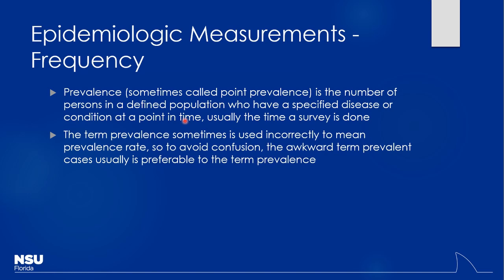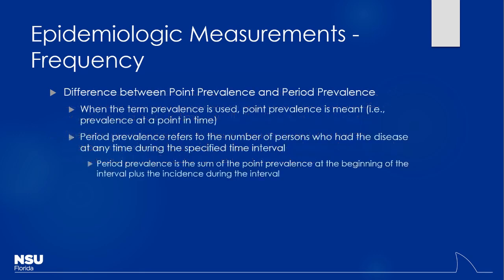Over a period of time, you're counting all the people who are there at the very start, how many prevalent cases you have at the beginning, and then you're also including any new incident cases during that time. I'll show you a graph that will show the difference between those and how we might use those terms differently. So again, when we say the term prevalence, most of the time we do mean point prevalence. Period prevalence just refers to people who had the disease at any time during the specified time interval. Okay.